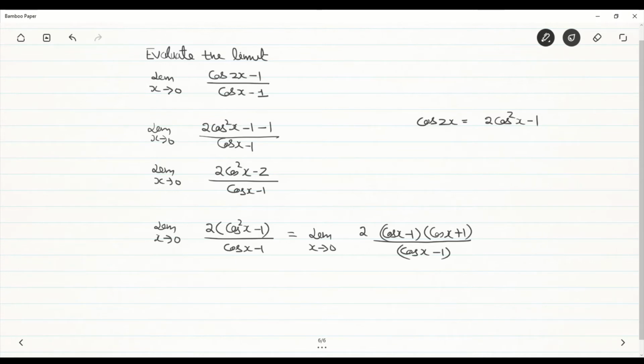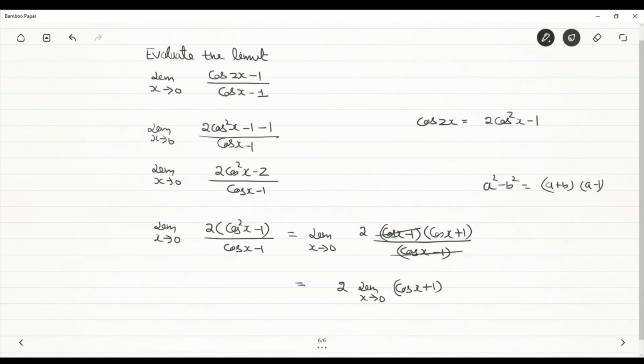Now if we take 2 common, it becomes 2 times cos square x minus 1 upon cos x minus 1. And in cos square x minus 1, we can apply the formula a square minus b square, which is a plus b, a minus b. So if we apply this formula, we get cos x minus 1 times cos x plus 1 upon cos x minus 1. And we can see these two are common factors. If we cancel this and we take this 2 out as a constant, now we are left with limit x tends to 0 cos of x plus 1.